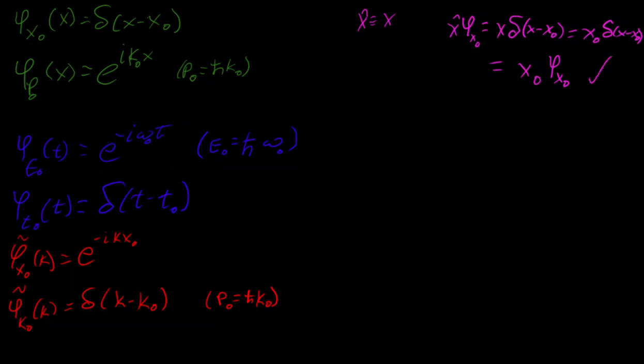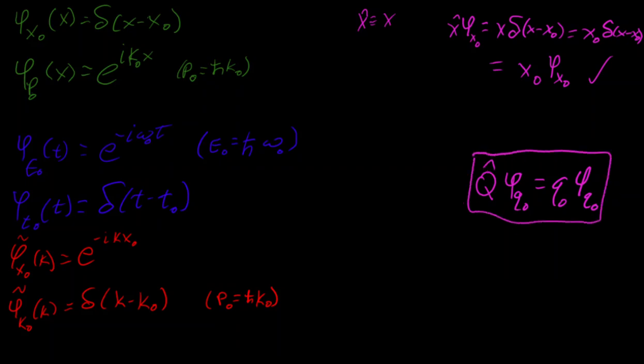And this is exactly what we want, because if you remember, if q naught is the value of the observable, q hat phi sub q naught equals q naught phi sub q naught, right? This is what we're trying to show this entire time. So I'll leave that up there at least for the next few.